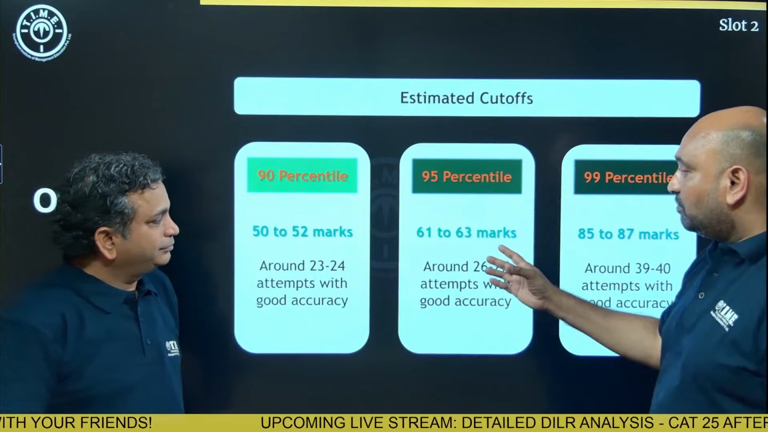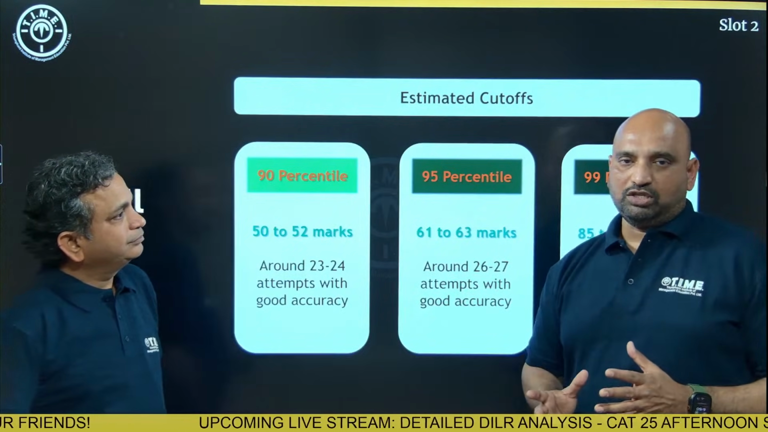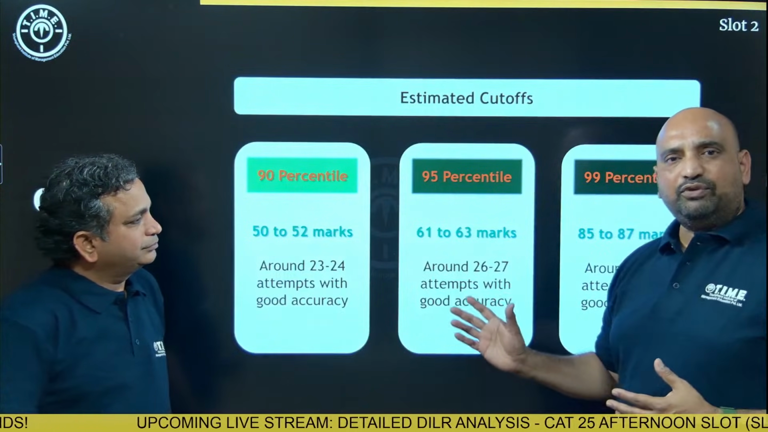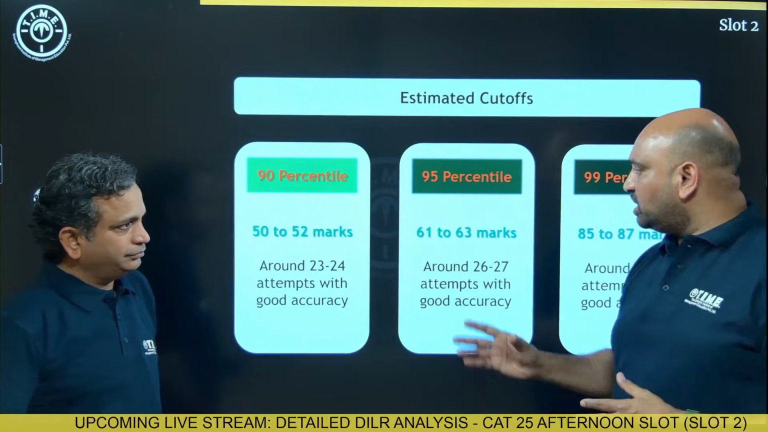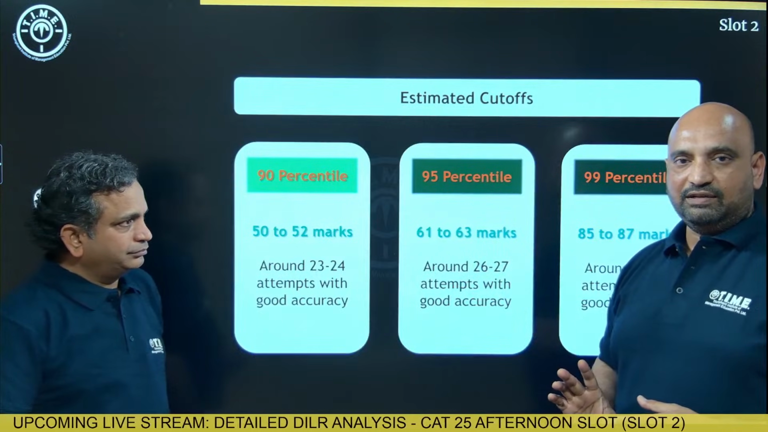For 95 percentile, probably we're looking at a 60 plus score, 62, 63 is what we're looking at. And for that, about 27 attempts with good accuracy will certainly get you to 95 percentile.